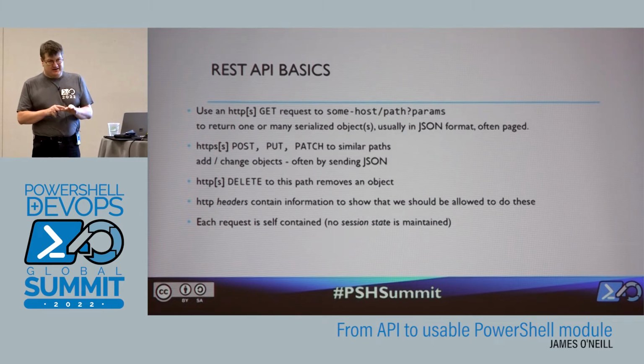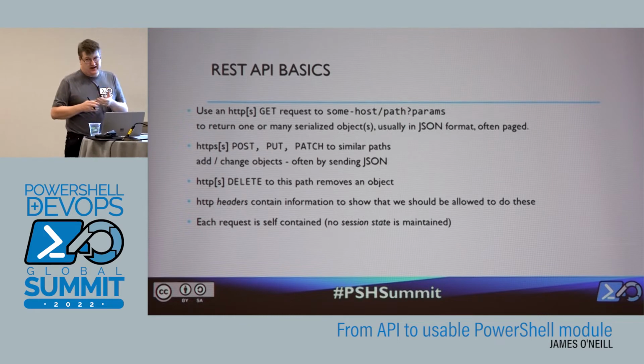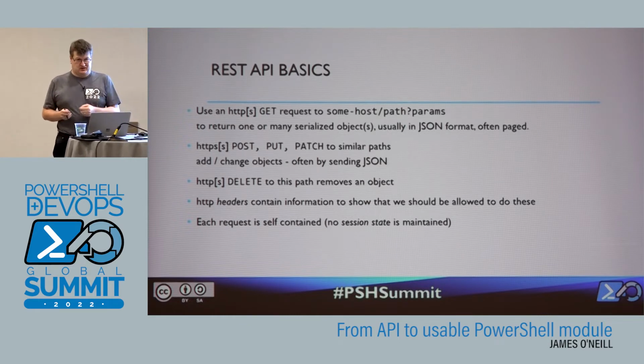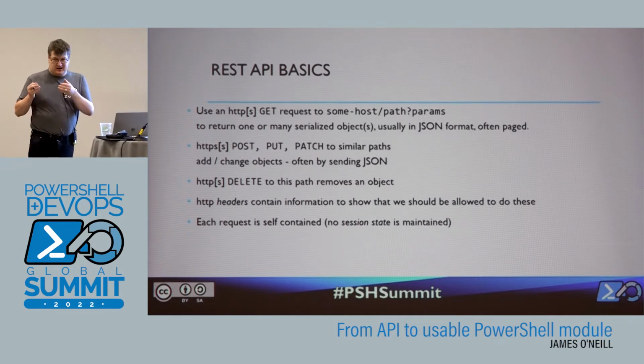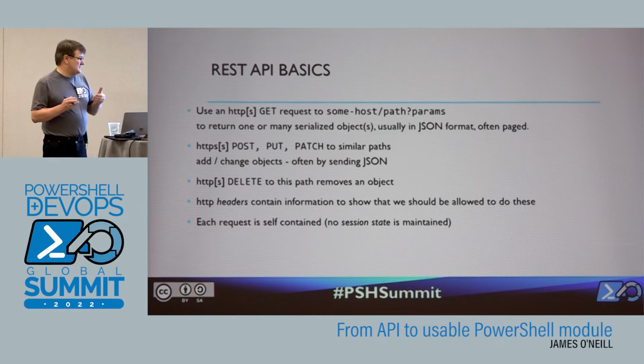To add, update or delete objects, we call other HTTP methods. Again, if we're deleting something, usually we just send an ID of what we want to delete. If we're updating or adding something, we're normally sending a JSON body to say, this is what we would like to have once we're done.